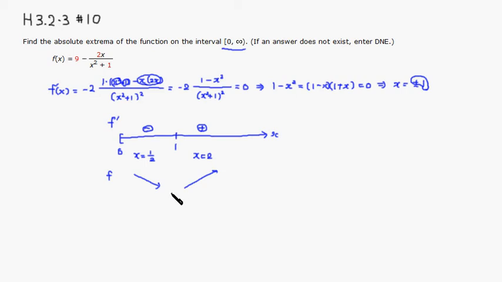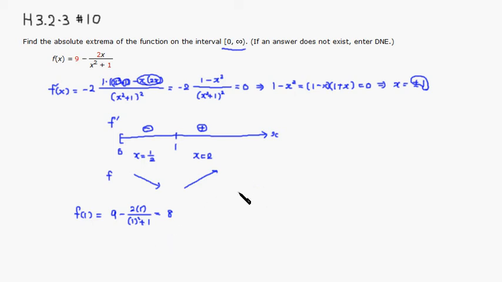Then we'll see that the minimum happens right here at the critical number. So I'll just say f of 1 is equal to, plug in 1, so it's going to be 9 minus 2 times 1 over 1 squared plus 1. So it's going to be 9 minus 1, so it's going to be 8. So this is the lowest value.